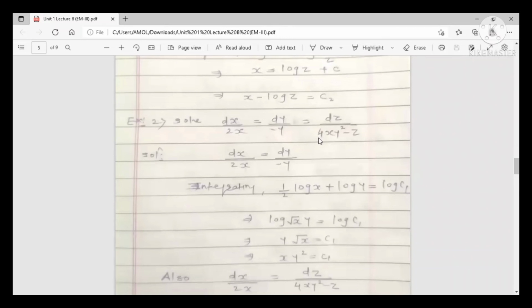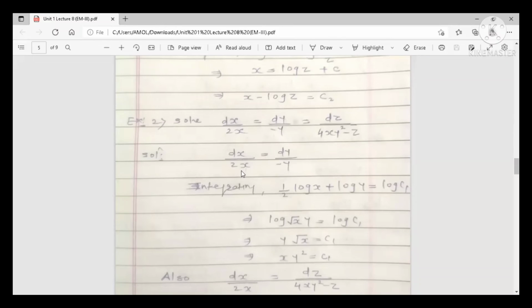Now here you consider the first two ratios, dx upon 2x is equal to dy upon minus y. It is in variable separable form, so you just integrate it, no need to simplify. It is already a variable separable form because all the terms of x are in the LHS and all the terms of y are in the RHS. So integrating we get 1 by 2, constant.